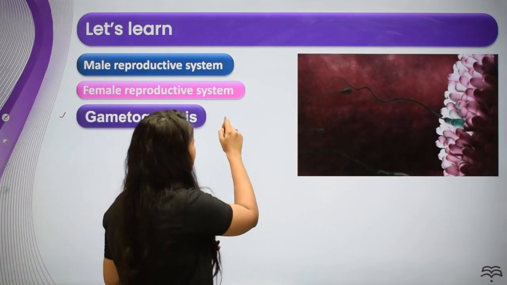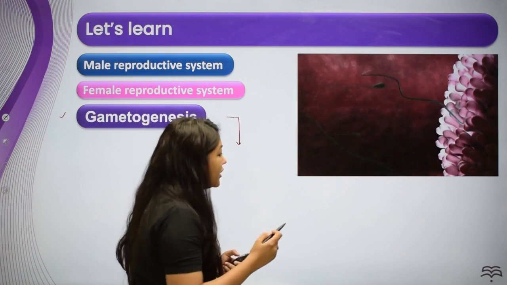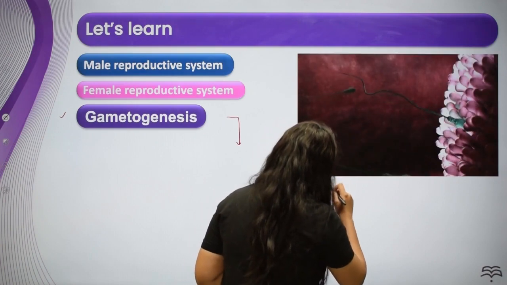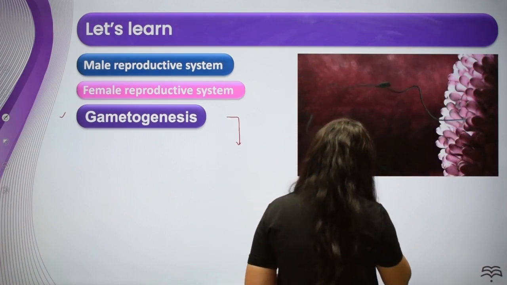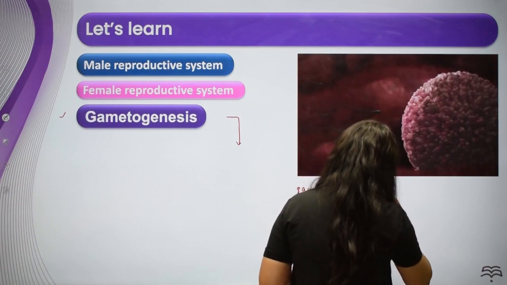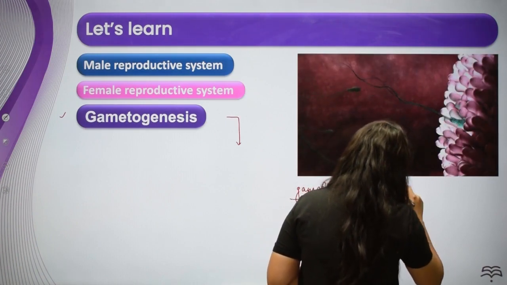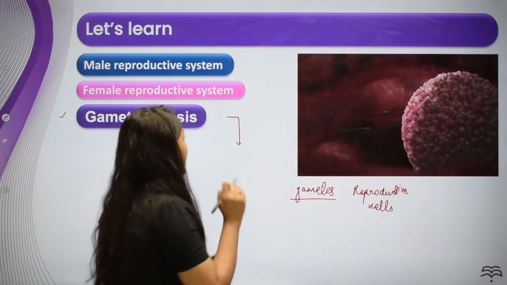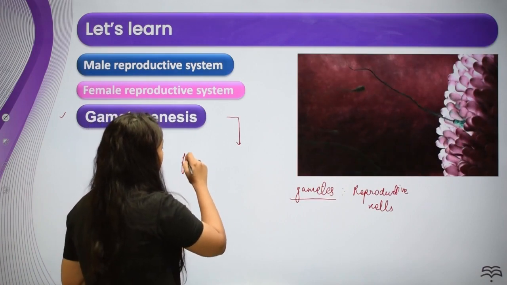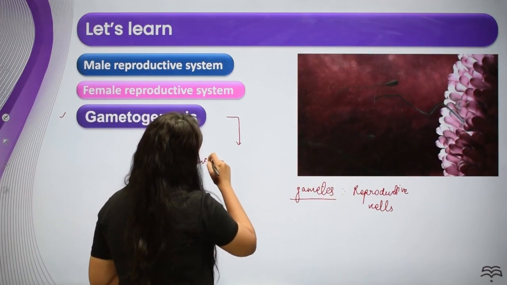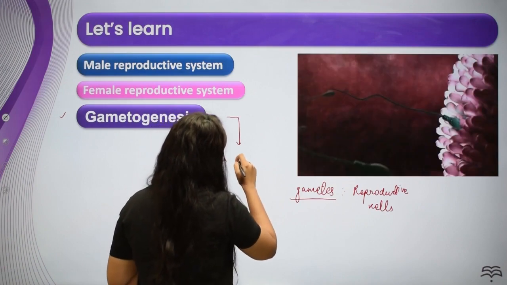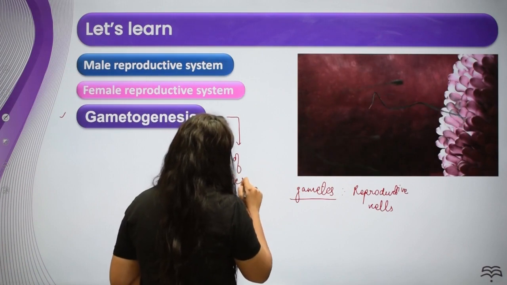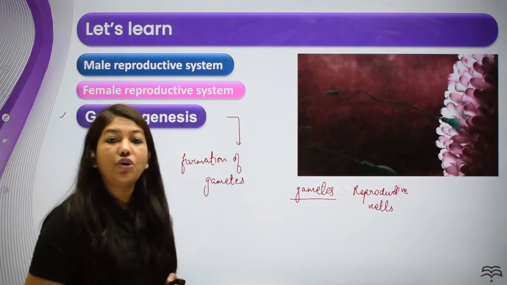Now, what is this gametogenesis? We all know what gametes are. I will quickly write here. What are gametes? Gametes are reproductive cells, right? Gametes are reproductive cells. We also call them sex cells. Okay, so formation of gamete is nothing but gametogenesis, right? Formation of gametes. So here we will be talking about formation of male gamete and formation of female gamete.